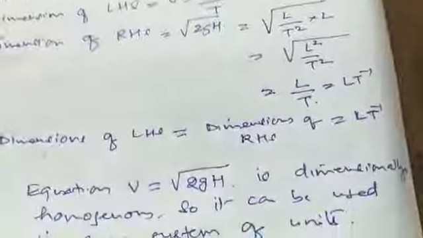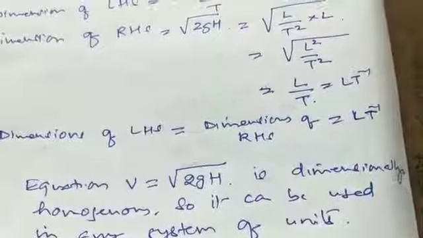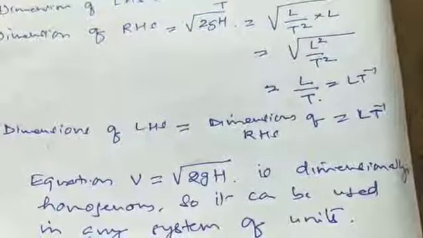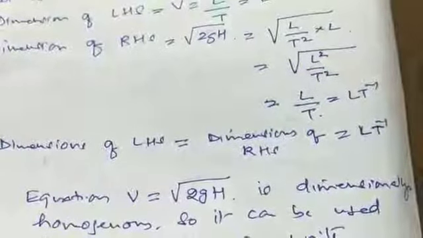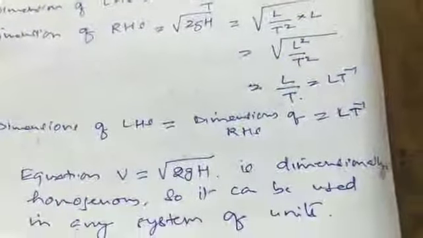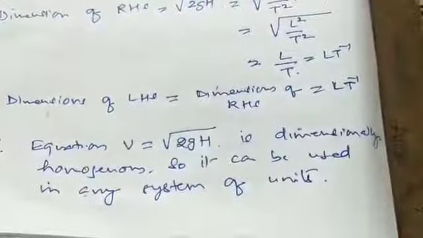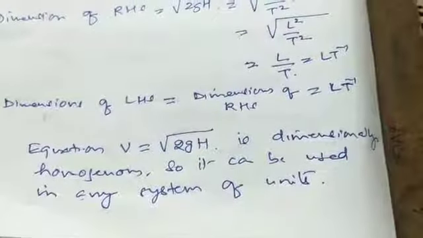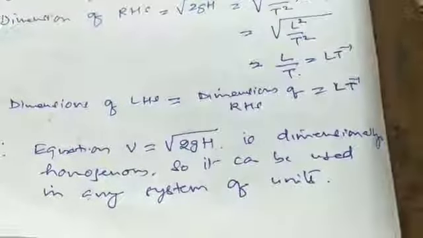Similarly, if we go for the dimension of RHS, you can see square root of 2gh. G, acceleration due to gravity, is L by t square. Once again, h is L. If you take the square root of L square by t square, then it is L by t. Then you compare the dimensions of LHS and RHS. So both are L T raised to minus 1. Then the equation V is equal to square root of 2gh is dimensionally homogeneous.